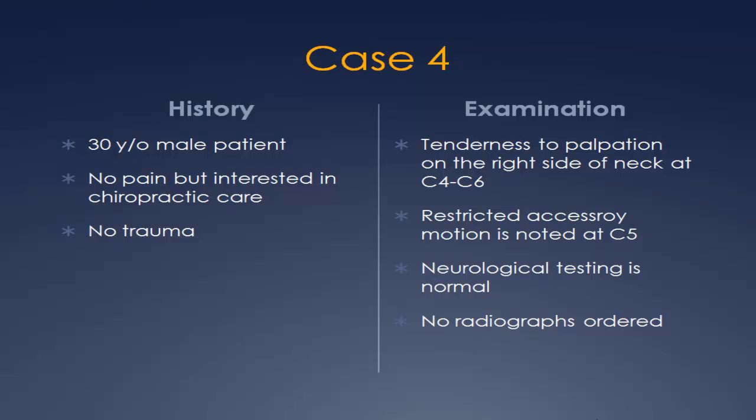Case number 4 is a 30-year-old patient who presents with no pain but interested in chiropractic care. There is no trauma reported. There is tenderness to palpation on the right side of the neck at around C4 through C6. There's restricted accessory motion at C5. Neurologic testing is normal.